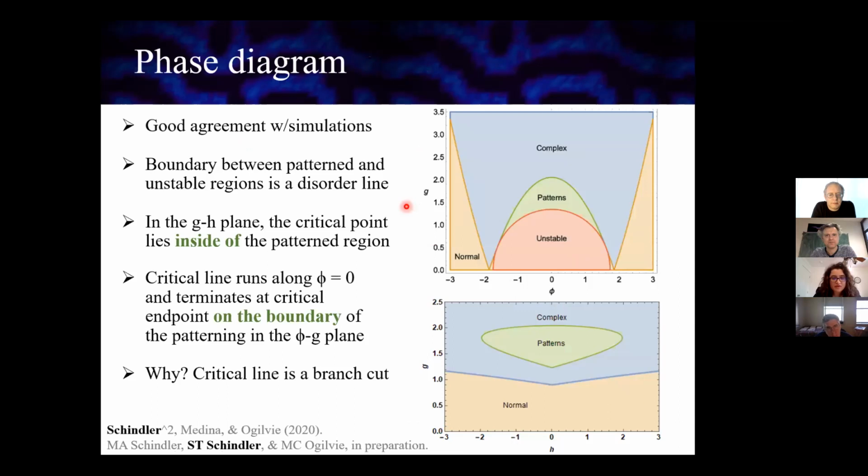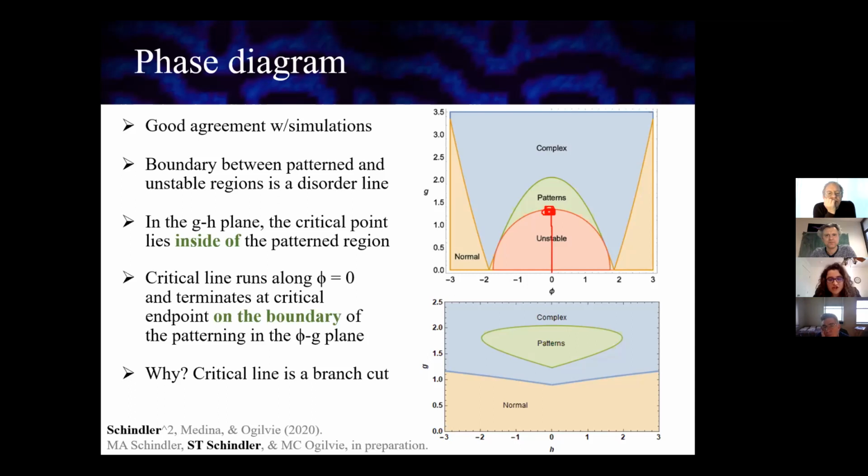So the phase diagram, so first here in the G phi plane, we can plot just these quadratic things we saw on the page before. There's very good agreement with simulations. So the patterning region is where we'd expect it to be based on those patterned phi configurations I showed you before. Now, where is the critical point in this model? The critical line runs up here, all the way to where the pattern phase hits the unstable region. Now, the boundary between the patterned and unstable regions is the disorder line.